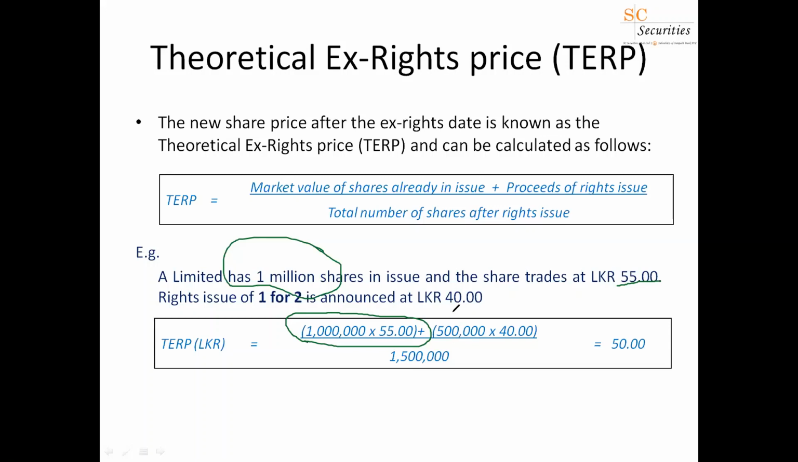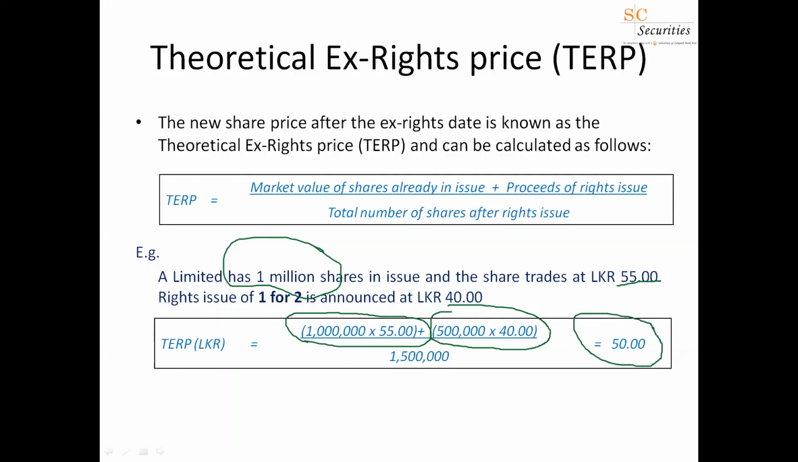So 500,000 shares would now be created and issued at a price of 40, right? This is the market value before the rights issue, and this is the value being created from the rights issue. So you add them together. Now that total value needs to be divided amongst the total number of shares after the rights issue. You had 1 million originally and 500,000 by way of rights, so now you have 1.5 million. You divide by 1.5 million, so the theoretical ex-right price should be 50 rupees.